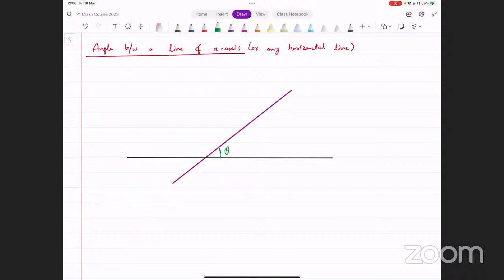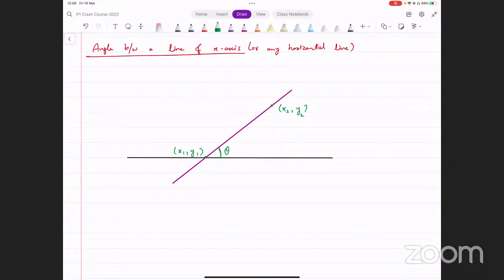Let's think about it. Let's take 2 points on this line. Let's say we have a point here, and we have another point here. Let's call one of these points x1, y1. Let's say this is x1 and y1. And let's say this other point is x2 and y2. These are 2 points that we have on the straight line. All right.